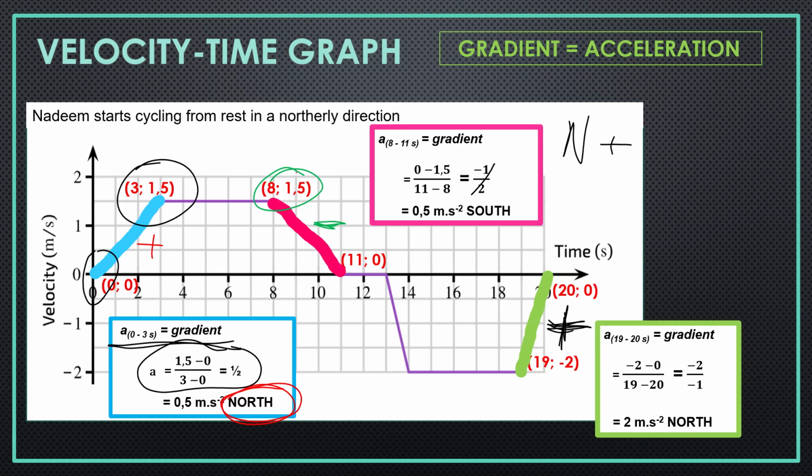Now remember, how can you get a positive acceleration below the x-axis? Remember, if an object is moving slower in the negative direction, it will have a positive acceleration. Why? Because a negative sign times a negative sign equals a positive gradient.